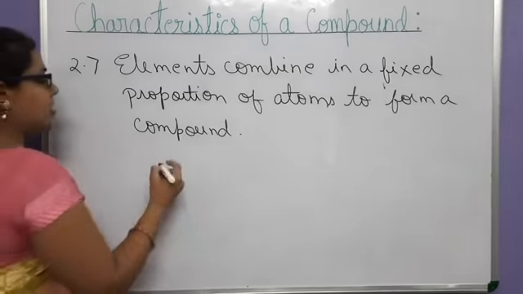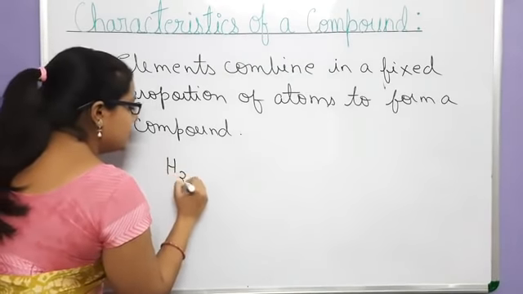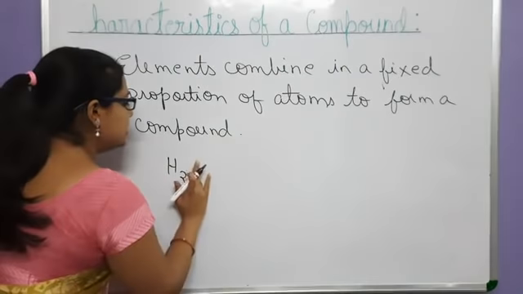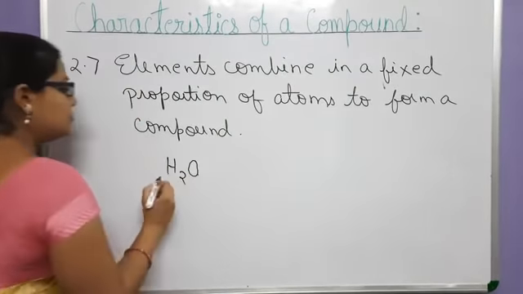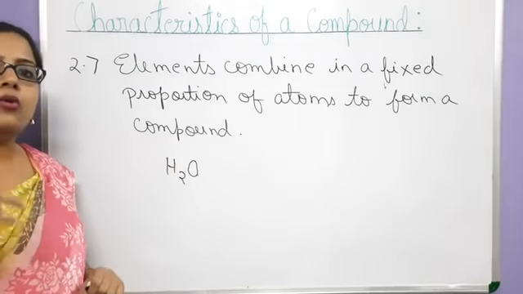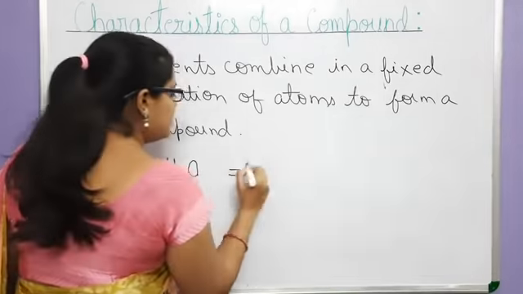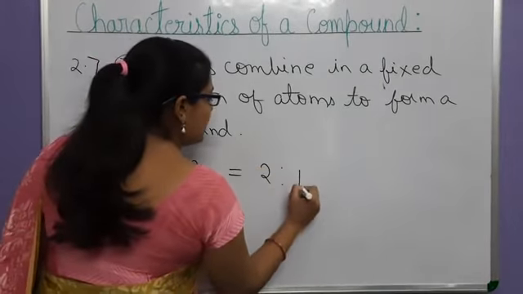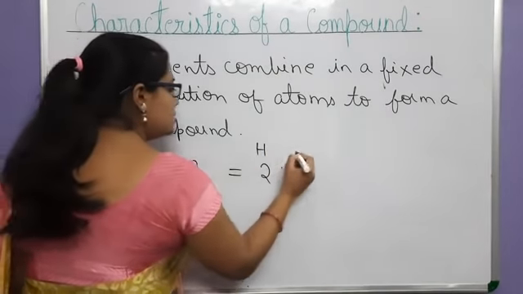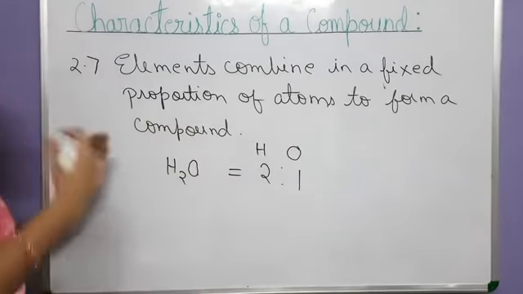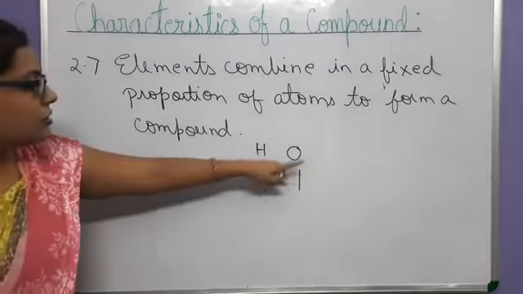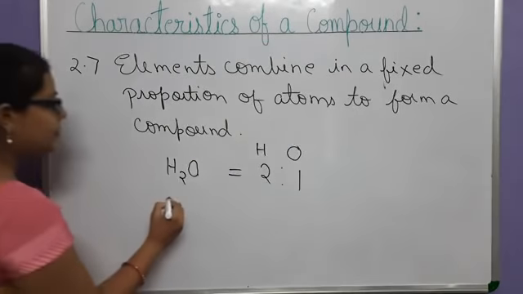Let's take the basic example of H2O. In the H2O molecule, how many hydrogen atoms are present? 2 hydrogen atoms. Then what about oxygen? How many oxygen atoms are present? 1. So what is the atomic ratio here? 2:1. Means hydrogen is present in 2 amount, and oxygen is present in 1 amount. So the atomic ratio means the ratio of the atoms, which is 2:1. Then what about carbon dioxide?